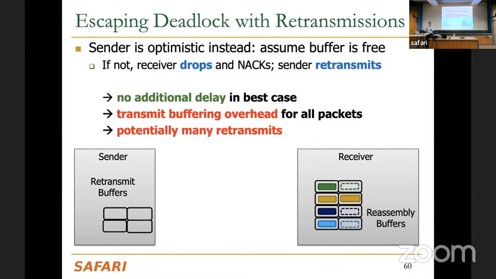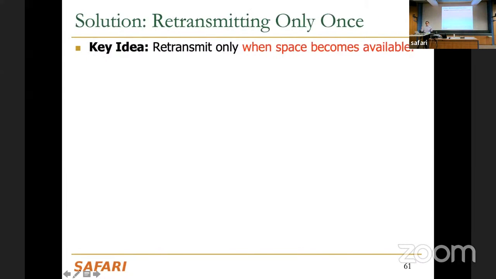And potentially, this may lead to many retransmits, right? The question is, when do you retransmit something, right? That's always an issue with dropping methods. If you just have a negative acknowledgement, then the burden is on the sender to resend at some point, and that always has a problem of potentially many retransmits. So the question is, can you somehow get the best of both worlds? And the idea is very simple here.